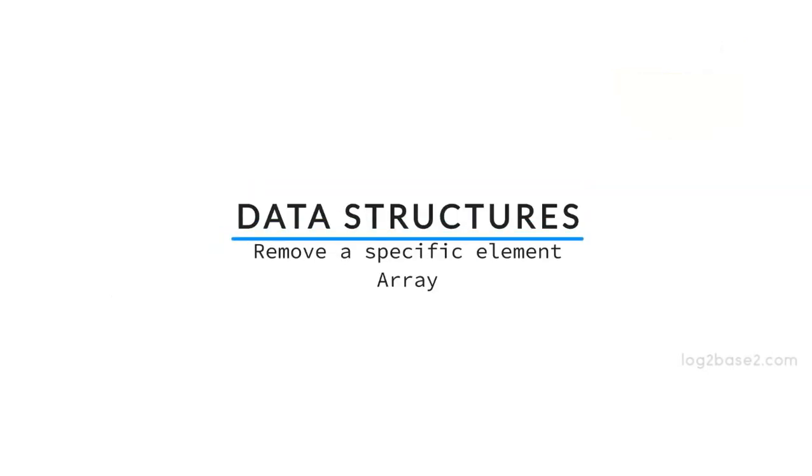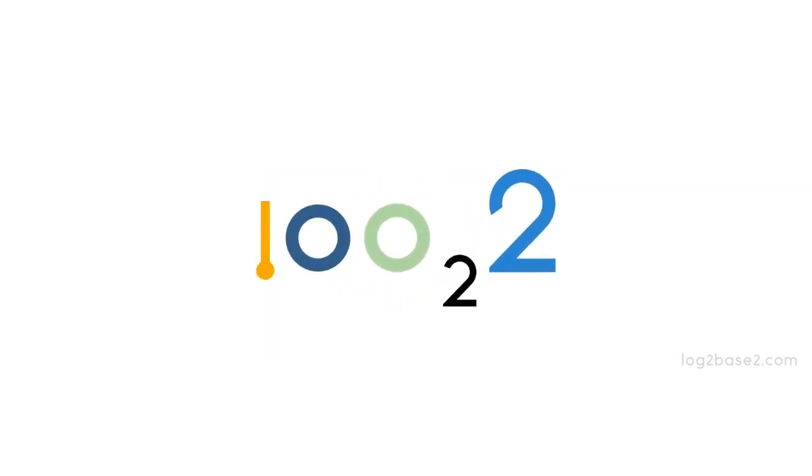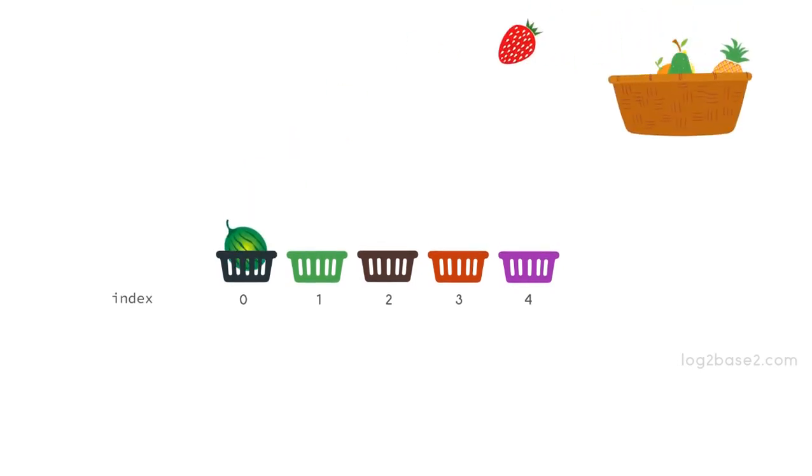Hi friends, in this video we are going to learn how to remove an element from a particular position in an array. So consider an array with 5 integers from 0 to 4 and each index is currently holding a fruit: a watermelon, a strawberry, a mango, a banana and a guava. Suppose we want to remove mango.